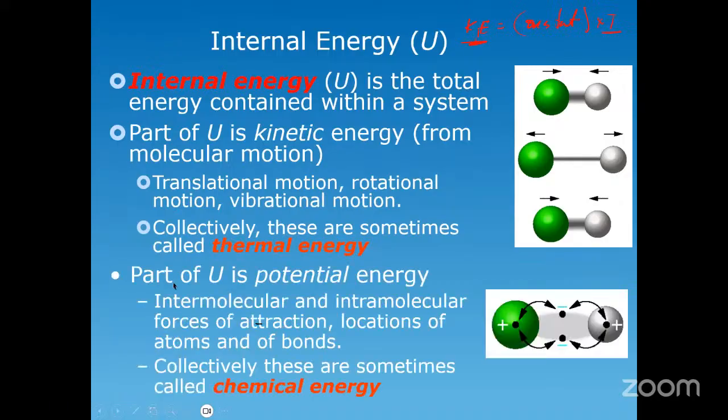Okay, and then the other part of the internal energy is potential. And this is where we're talking about the type of intramolecular force of attraction as a result of the locations of atoms and bonds, right? And sometimes these are called chemical energy because whenever you have a change in energy of a chemical reaction, it always involves the breaking and formation of bonds, all right? So the energy changes that would occur as a result of that, we call that chemical energy.